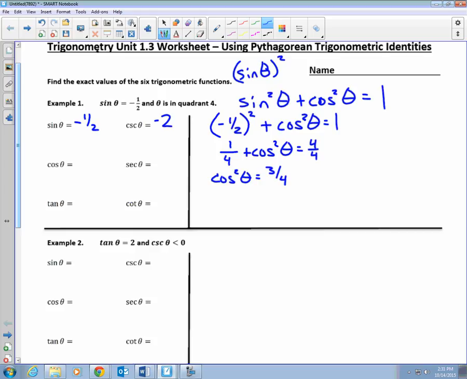Now I have to get rid of the squared. So what do I do to both sides? Square root. And we get cosine of theta is equal to, can you take the square root of the 3? No. Can you take square root of 4? What do you get? So we have square root of 3 over 2. Do I have a square root in the denominator? No, I don't.